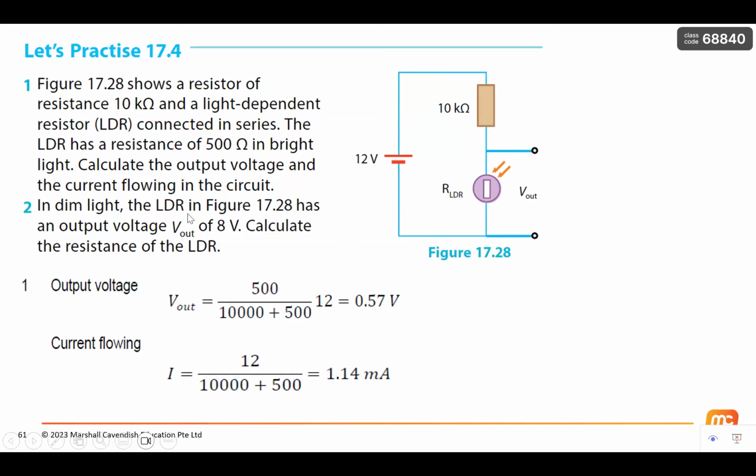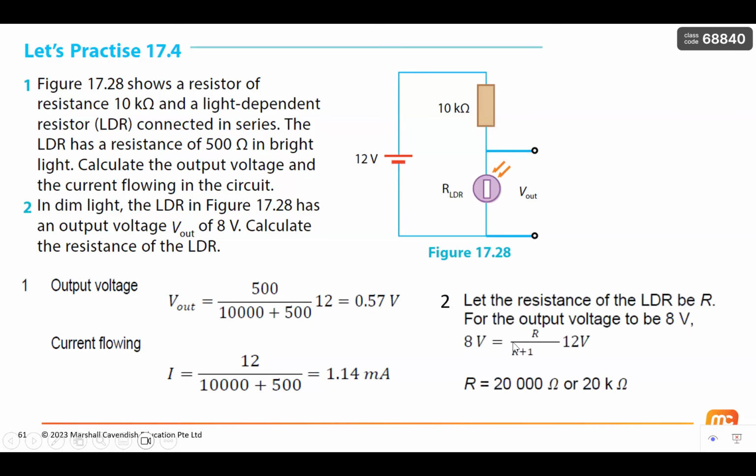Second question. In dim light, the LDR has an output voltage V out of 8 volts. How much is the resistance of this LDR in dim light? So now I need to change a little bit. I know my V out is 8 volts. So I'm going to apply the same formula. So 8 volts will be equal to, I don't know how much is the resistance of the LDR, R, over R plus 10,000, times 12 volts.